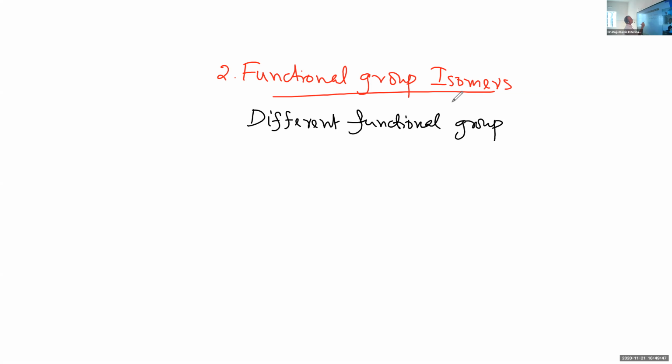Let us take C2H6O. You take this molecular formula. Now, how many structures can be drawn? What is the first step? Find out the atoms with valency more than 1. So which are the atoms here?